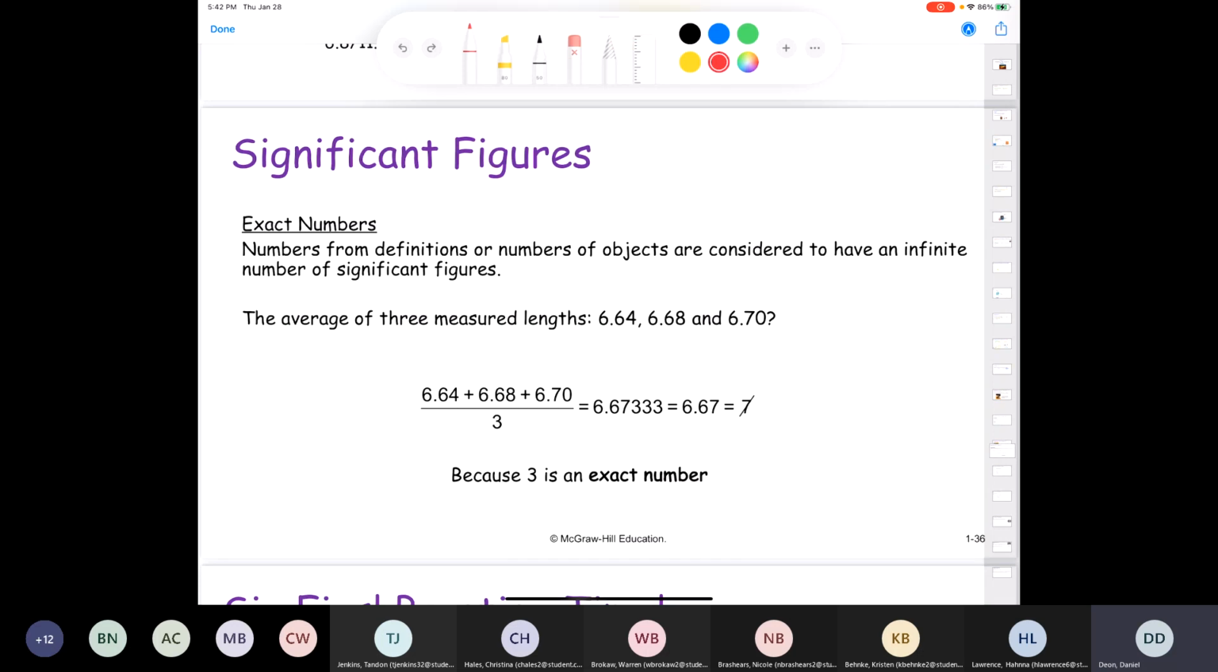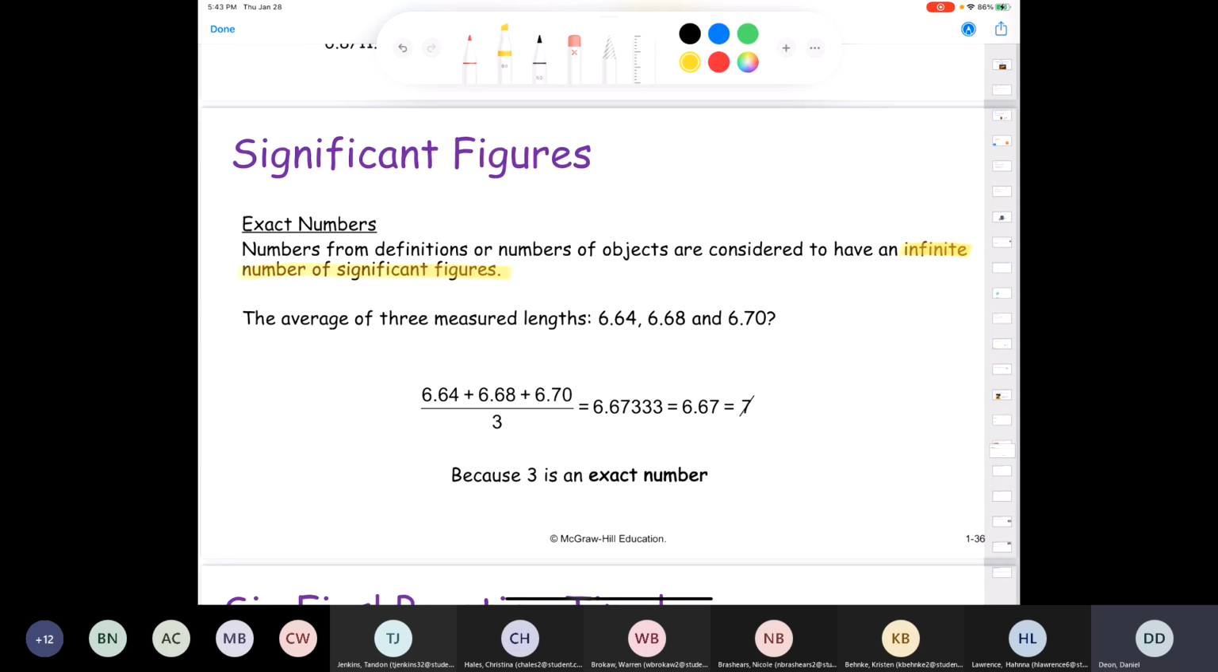Exact numbers are numbers that have an infinite number of sig figs. And you're like, what? An infinite number of sig figs? How is that even possible? Well, let's pretend we're talking about who's online in class this evening. If I look at the class list, we have about 19 people in class right now. The attendance is 19. There is no way the attendance could be 19.1 or 19.2 or 18.9. It's 19. It's an exact number.